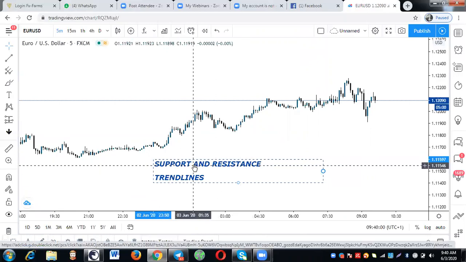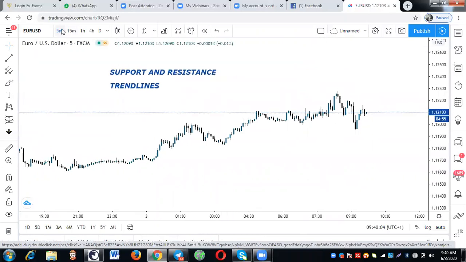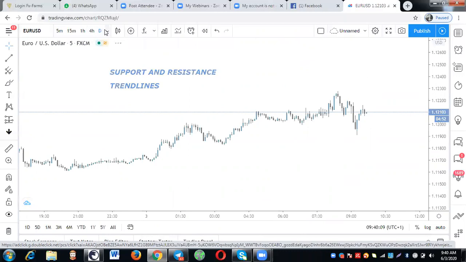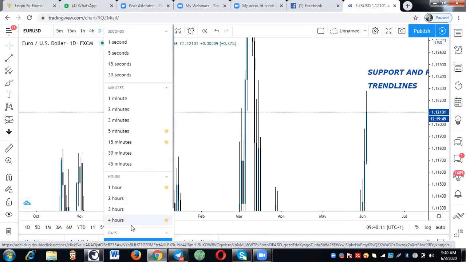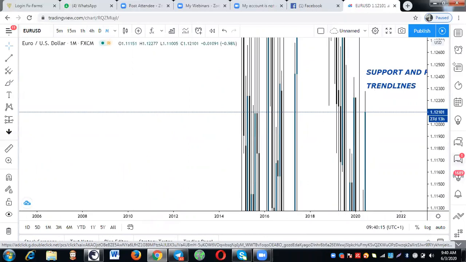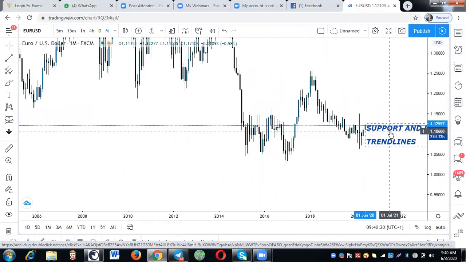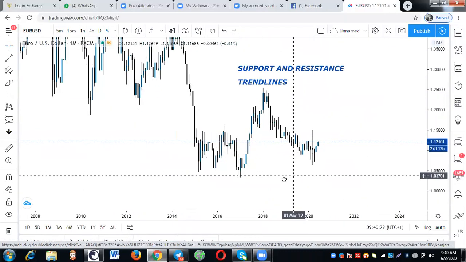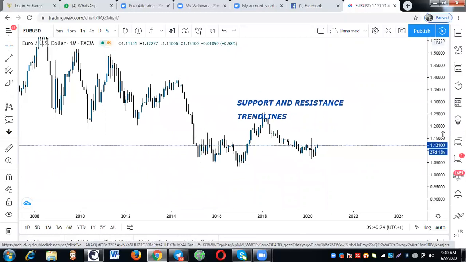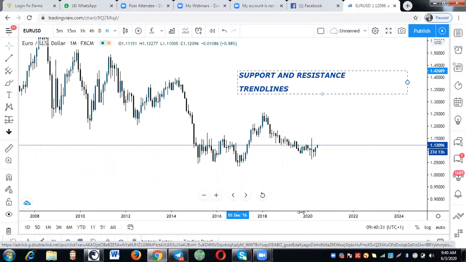So now for support and resistance, the first place I want to go to is my time frame. Now I want to choose the monthly. We start with the monthly. So we're going to do top down analysis. So let's look at the monthly. Okay, so now this is the monthly EURUSD chart. Each candle represents 1 month. So it takes 1 month for each candle to form.